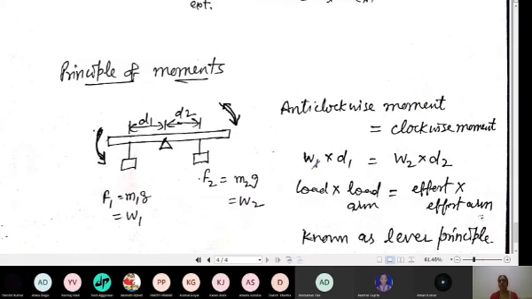That moment is force into perpendicular distance. Perpendicular distances are taken as d1 and d2. So w1 into d1 is equal to w2 into d2. It means this relation needs to be true for the principle of moments, and this is known as your lever principle. So you are supposed to keep things up to this.